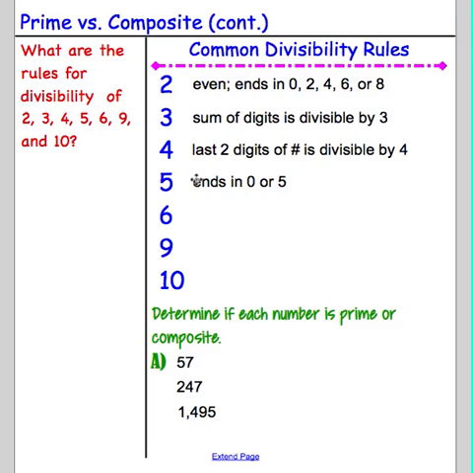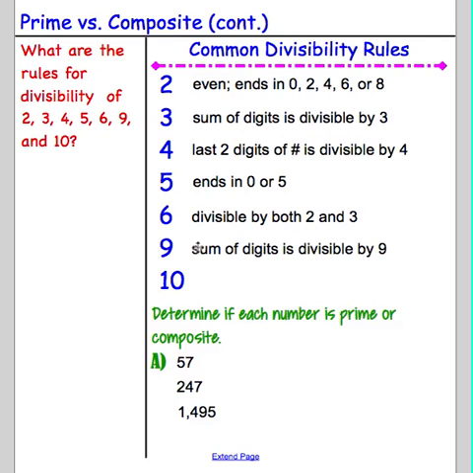6 is an easy one if you're going in order, because if it's divisible by both 2 and 3, then it's divisible by 6. 9 is similar to 3, in that if the sum of the digits, when you add them together, gives you a number divisible by 9, then it's divisible by 9 itself. For 10, it has to end in 0. Pretty common sense.